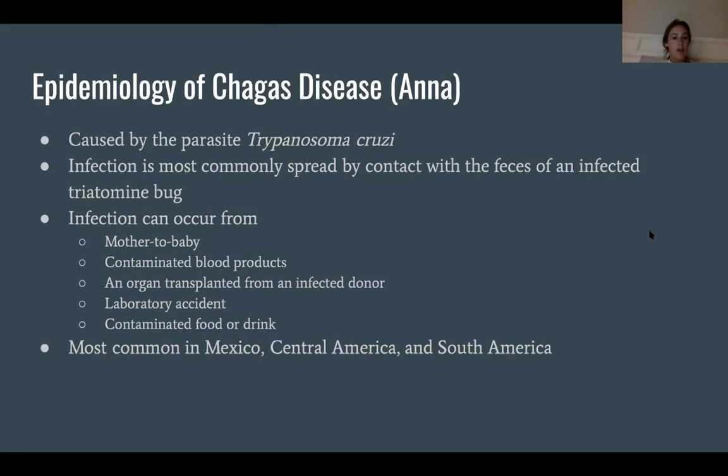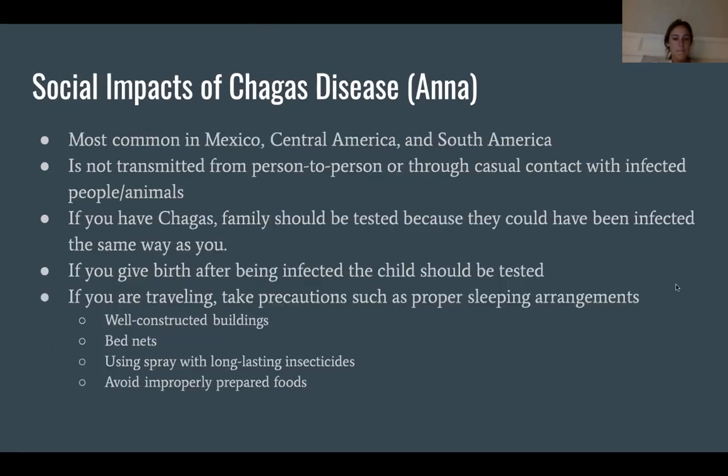The triatomine bug thrives in poor housing conditions, such as mud walls and thatched roofs, and it affects people living in really rural areas. It's most common in Mexico, Central America, and South America. So the social impact of the disease, like I said, it's most common in Mexico, Central America, and South America. And it's not transmitted from person to person or through casual contact with infected people or animals.